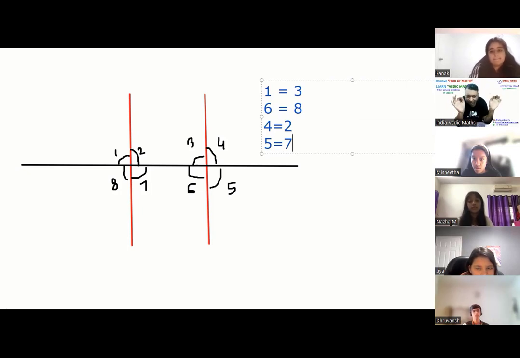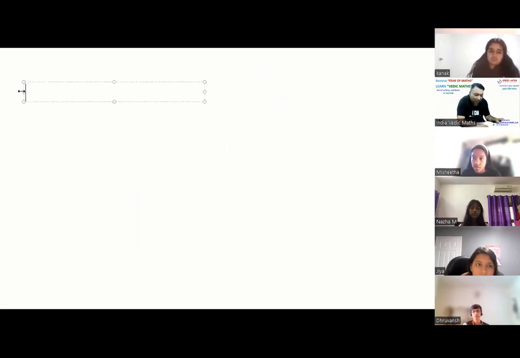So the rule is, if two lines are parallel and one line crosses them, you can get a corresponding angle. So easy or not, guys? And the last concept, and after that I am going to mix all of them, okay? The last concept is alternate angles.